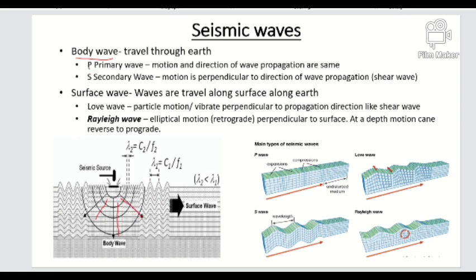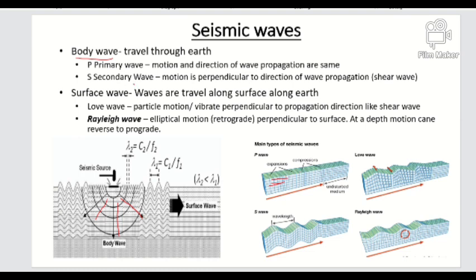Body waves are divided into two parts: the P wave, or primary wave, and the secondary wave. For the primary wave, the direction of particle motion and the direction of wave propagation are the same.